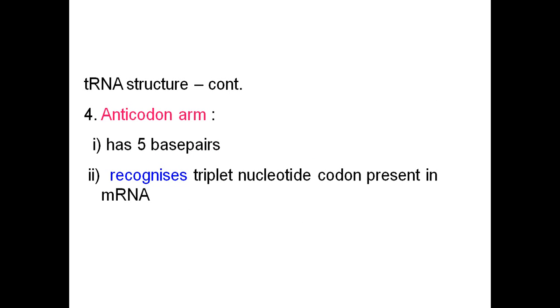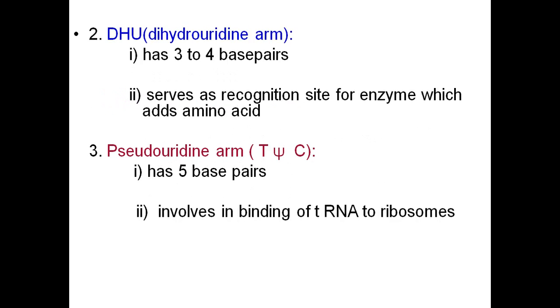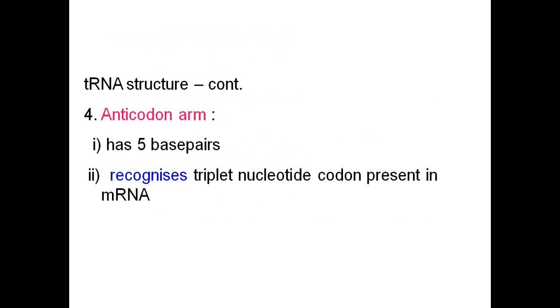Another arm is called the anticodon arm, which is exactly opposite to the first arm, that is the acceptor arm. The anticodon arm has 5 base pairs and it is helpful in recognition of the triplet nucleotide codon which is present on mRNA during protein synthesis.